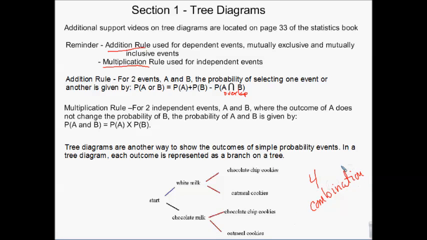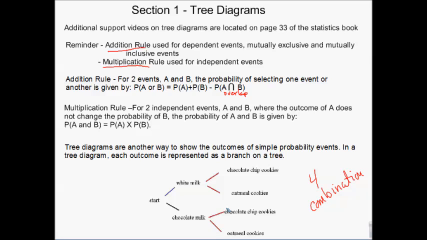No, you have to pick one or the other. You can't have both. You can't have like white milk and chocolate milk. You have to have one or the other. And you can't have oatmeal cookies and chocolate chip cookies. You have to have one or the other. So if you have that with those 2 items, white milk, chocolate milk, or oatmeal cookies, chocolate chip cookies, there are 4 possible combinations that can be made.